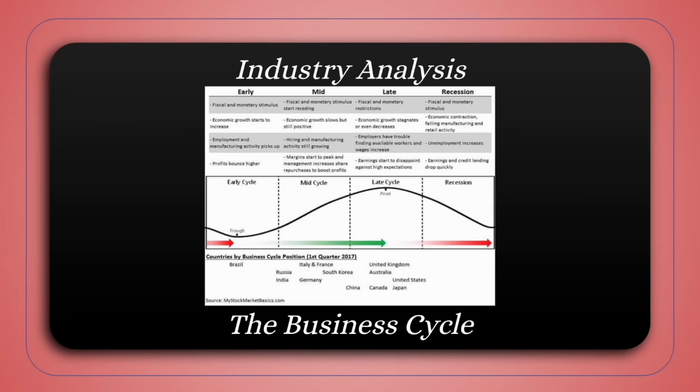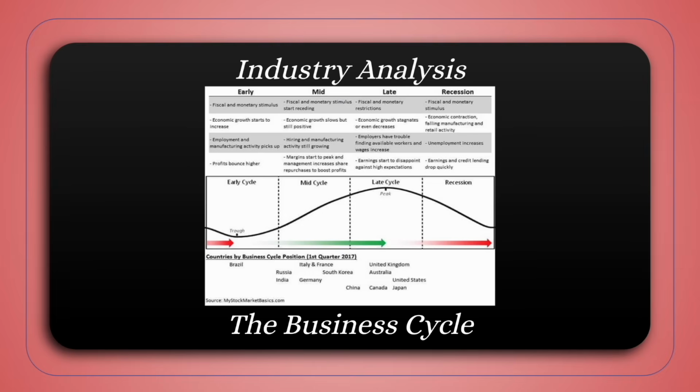However, the governments and central banks are drawing back on their intervention. Economic growth is also still positive. However, it's not as rapid as it was during the trough. At this stage, companies are still hiring and manufacturing activity is ongoing, and margins of companies also start to increase. Then we reach the peak.